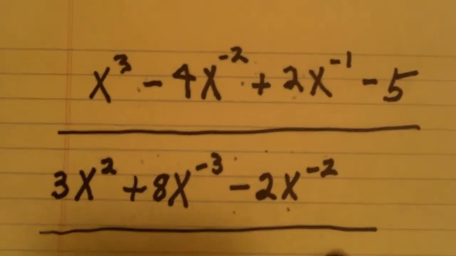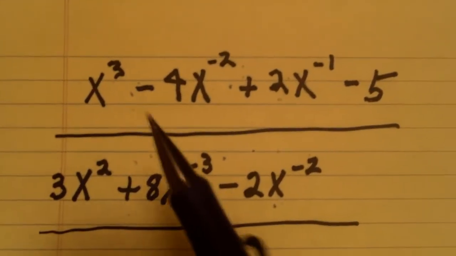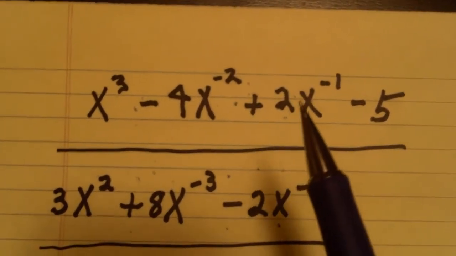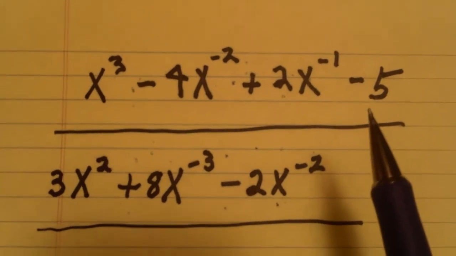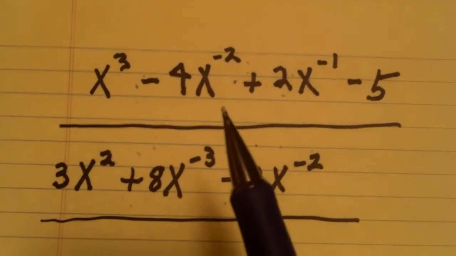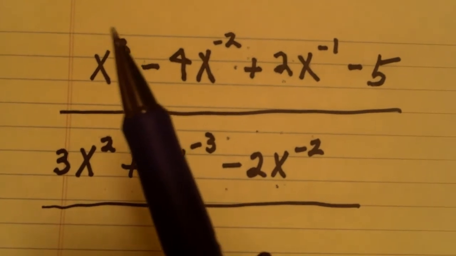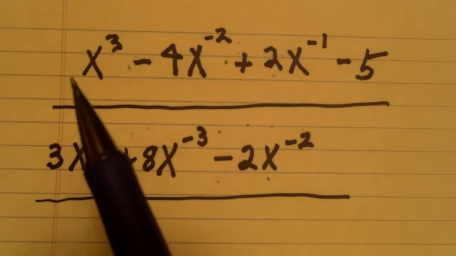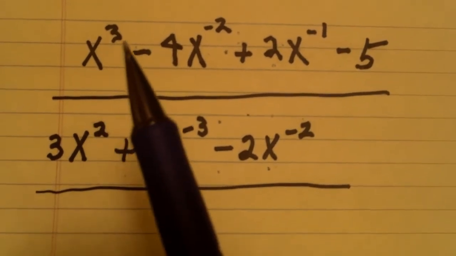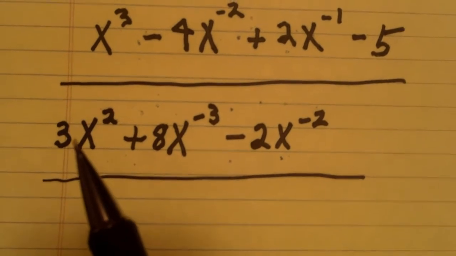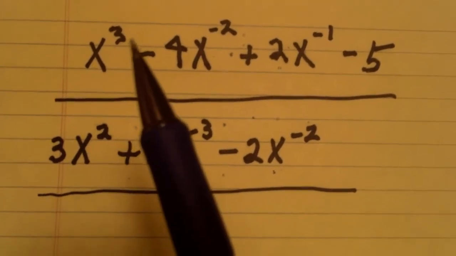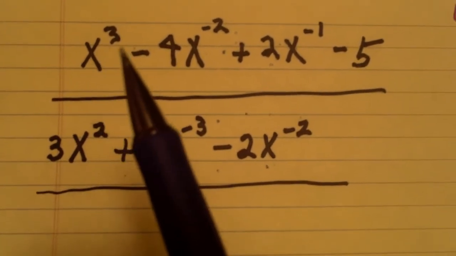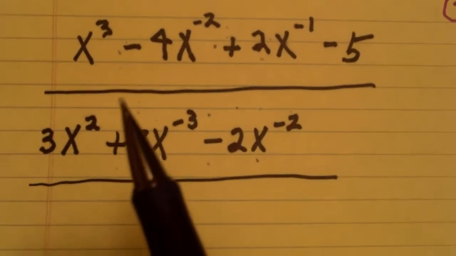So now I have the expression x cubed minus 4x to the minus 2 plus 2x to the minus 1 minus 5. So to take the derivative with respect to x, I take the exponent, multiply it by the coefficient. The coefficient here is 1. It's not 0. It's 1. So 3 times 1 is 3. And I subtract 1 from the exponent. And so 3 minus 1 is a 2. So the derivative of x cubed is 3x squared.